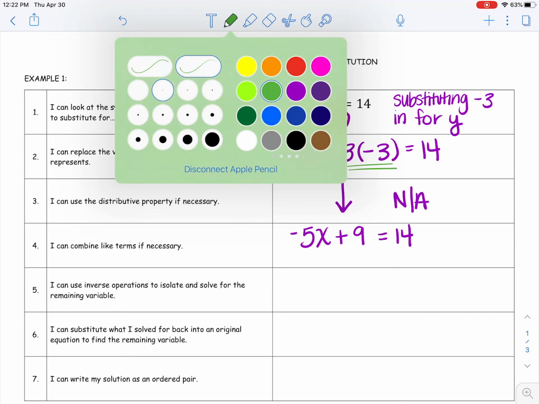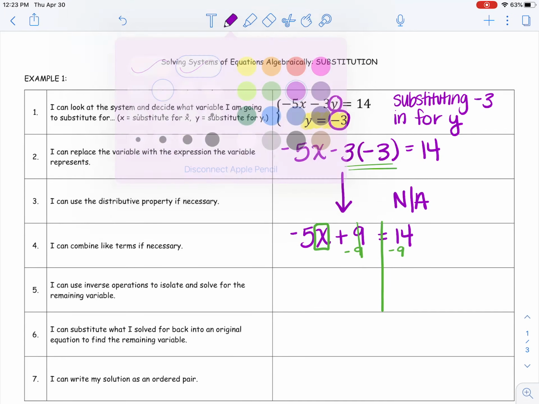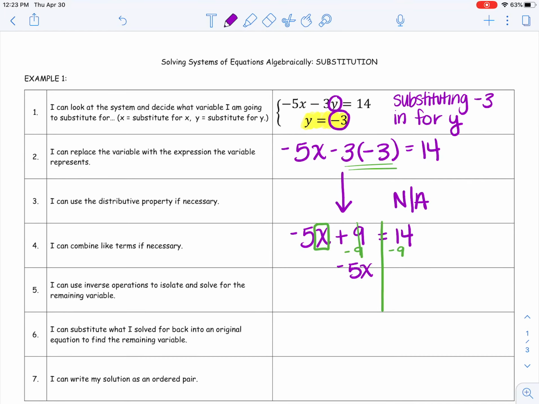Let's move on to step 5, which says I can use inverse operations to isolate and solve for the remaining variable. Okay, so the only variable that's left is x. So we're going to solve for x using inverse operations. I'm going to start by subtracting 9 from both sides to get rid of that 9. That leaves me with -5x equals 5. And then my last step would be to divide both sides by -5, giving me x equals -1. Okay, and I'm just going to highlight that x equals -1.